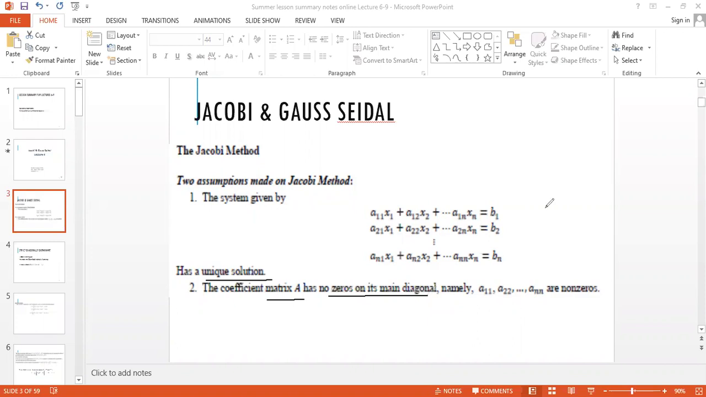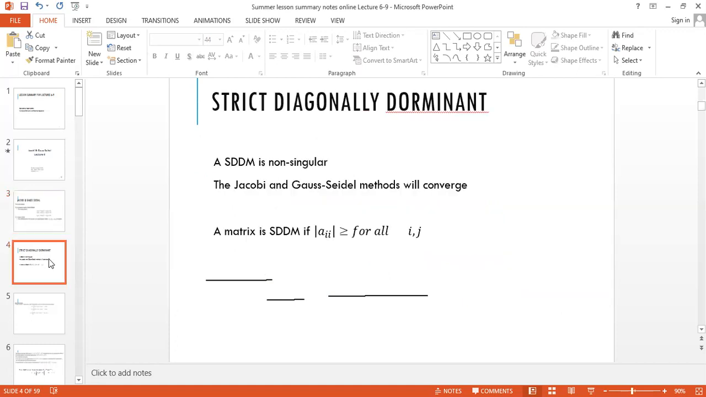Very good. Now the question is, how can we ensure that these conditions are satisfied, that it has a solution and that the elements on the main diagonal are non-zero? An easy way of identifying this is using the strict diagonal dominance approach.